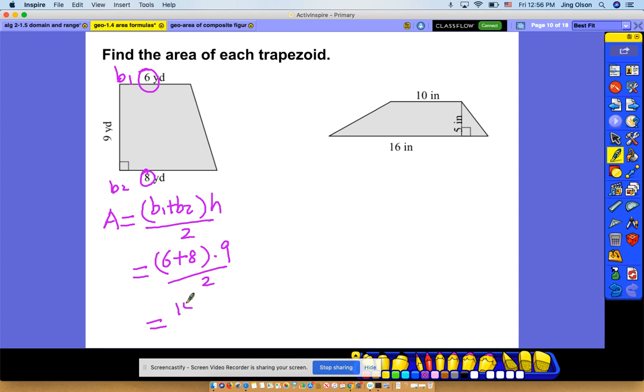6 plus 8 is 14. 14 times 9 divided by 2. An easier way is you can do 14 divided by 2, which is 7. 7 times 9, 63. 63 yards squared.